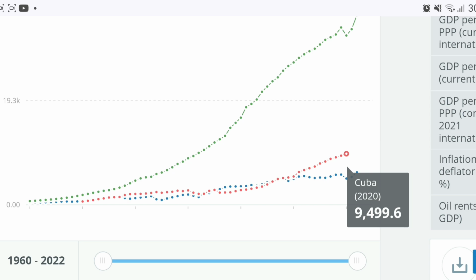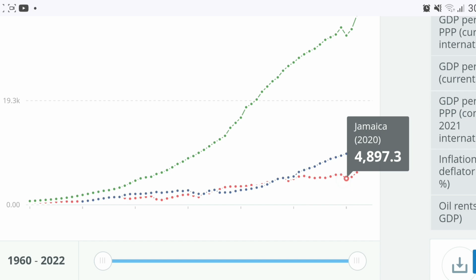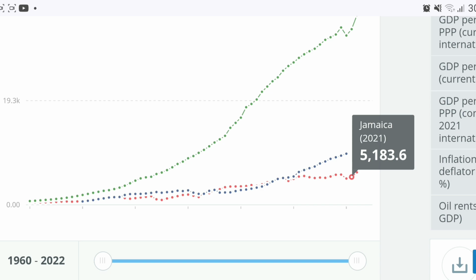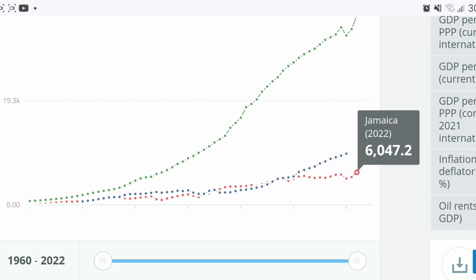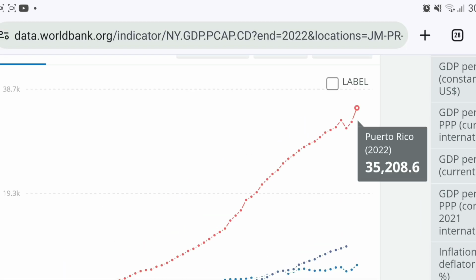But as I said, don't use this alone to judge the overall economic well-being of a country, because, as we say, Cuba is a communist country, so the disparity of income is, it's tricky. Right? Jamaica, 2020, as low as what? 4,008. See? That's Puerto Rico. So Jamaica has a lot of work to do in this regard.